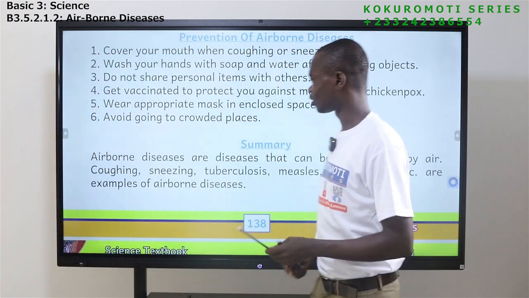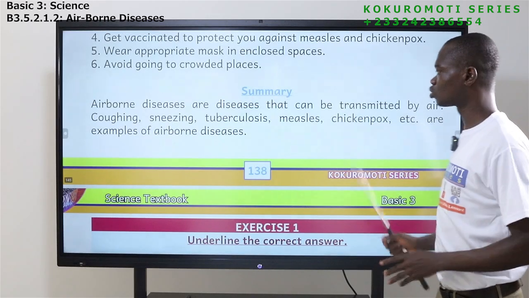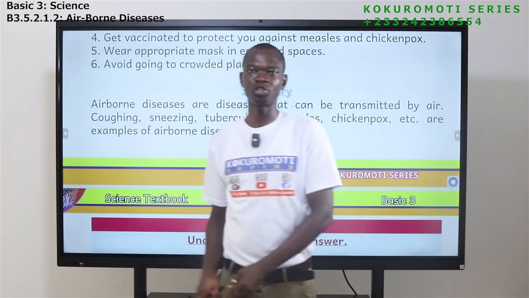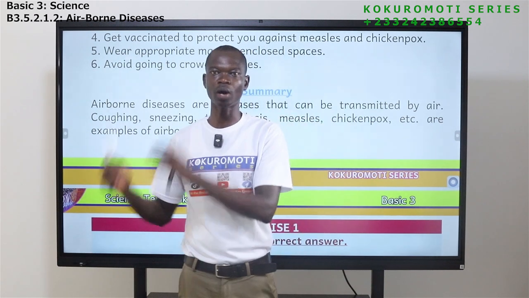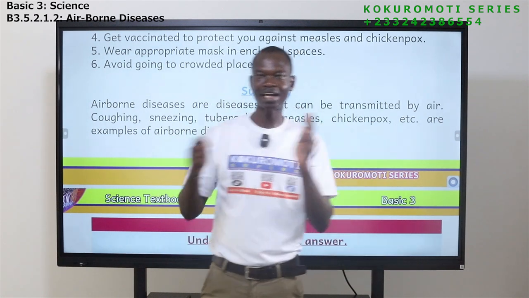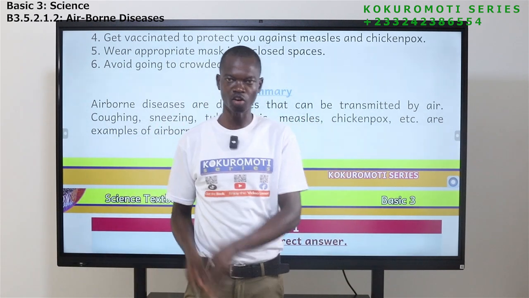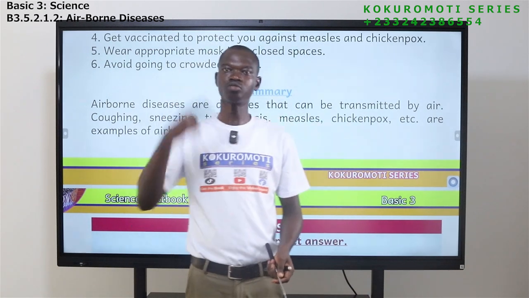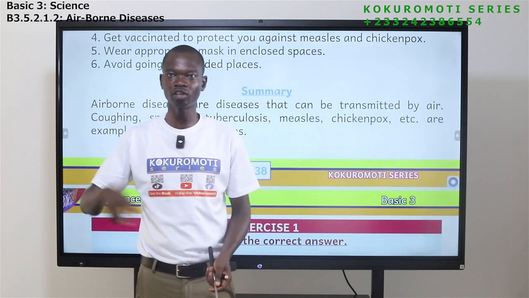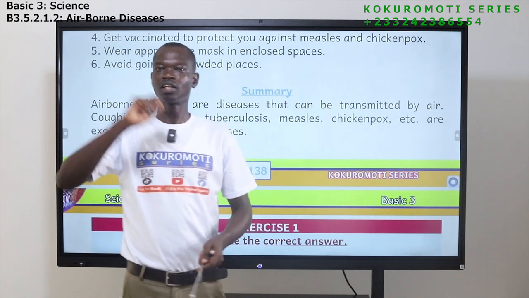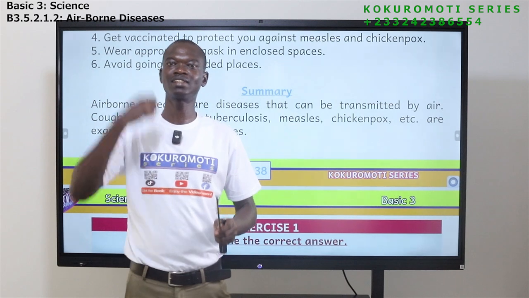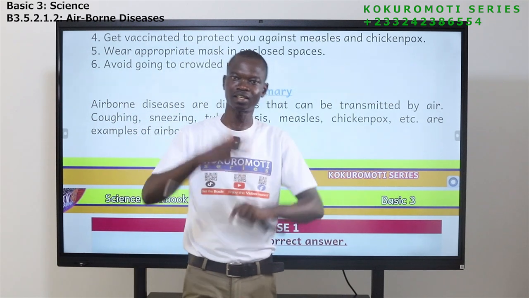I hope you understand. So we are bringing our lesson to a close today. We have learned about airborne diseases, and we are saying that they are diseases that can be transmitted from one person to another. They are diseases that can be passed on from one person to another through what? Air, not water. Through air, not soil. Through air, not food. Through air, not anything. Through what? Air. And it happens by sneezing, coughing, wheezing, and the rest.